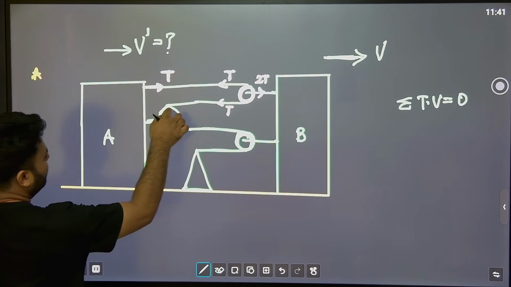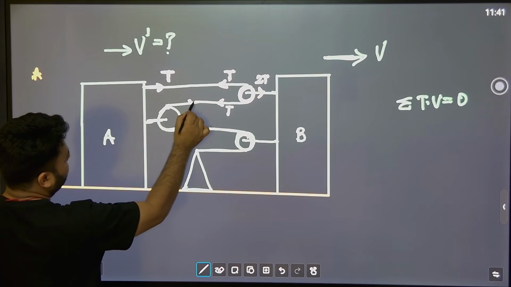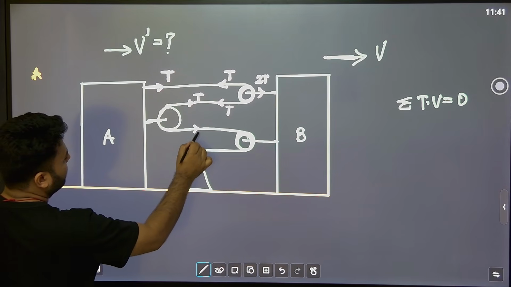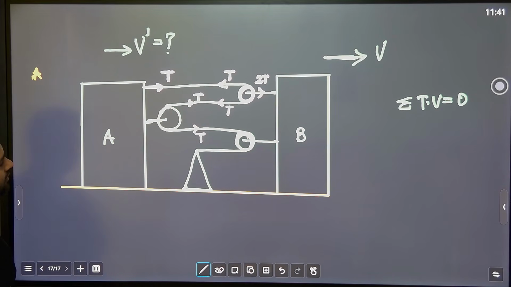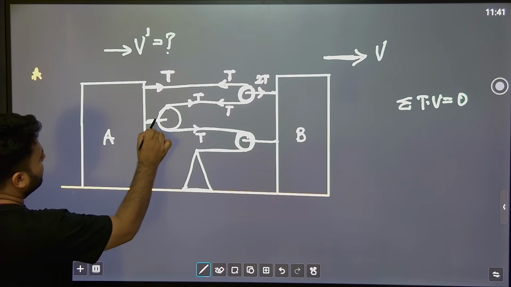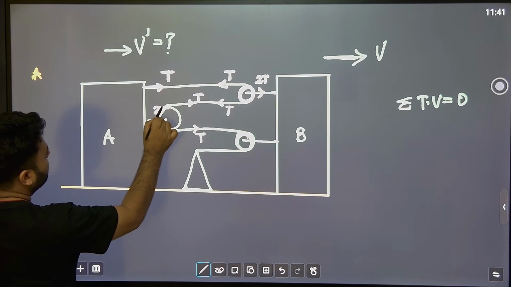Now this is T. Again for this pulley, tension will act away, so this will be T. Again tension will act away, so this will be T. Now this is T, this is T. This side 2T, so this side also 2T. So this side also, I am saying, it will be how much?